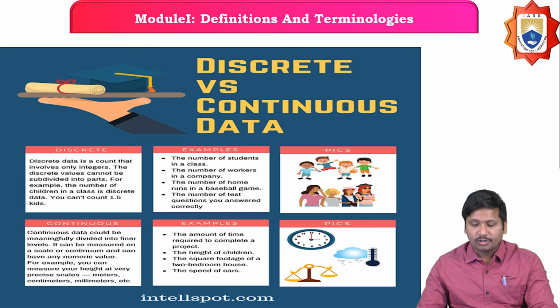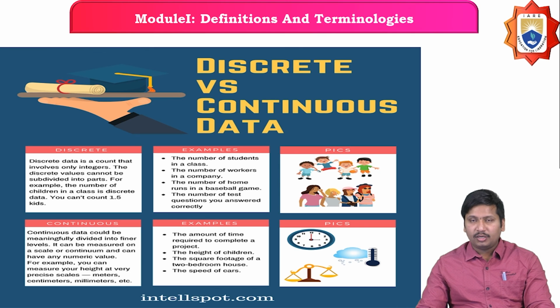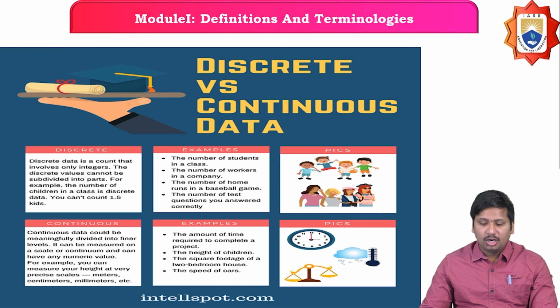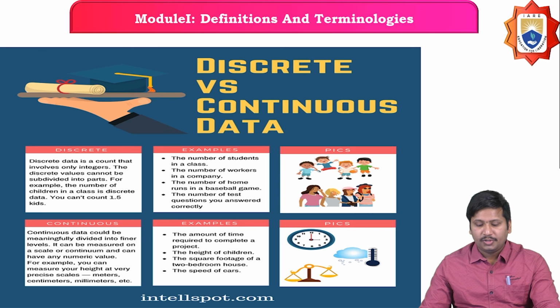Similarly, another type of question that may come is about discrete and continuous data. Discrete data is the one that involves only integers, and discrete values cannot be subdivided into parts. For example, the number of children in a class is discrete data; you cannot count 1.5 kids. That is the example of discrete data. So discrete data is a count that involves only integers. If it is discrete, you cannot mention it as 1.5. You can write either 1 or 2 only.